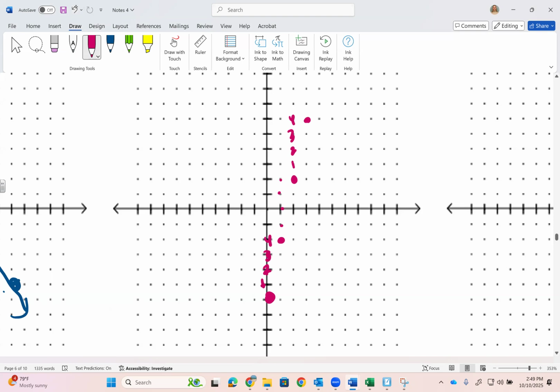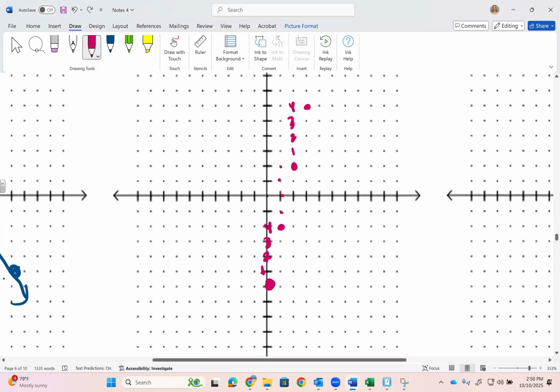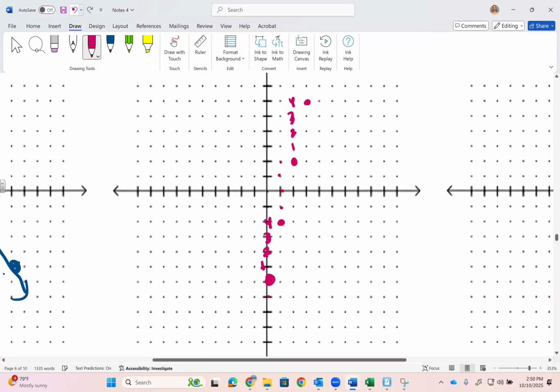And we're supposed to do about 5 points, if it'll fit. And so, oops. You go down, and you could connect these with your ruler and put arrows on it.